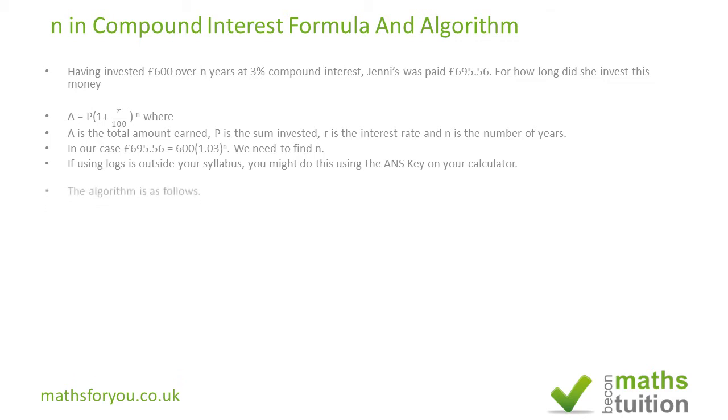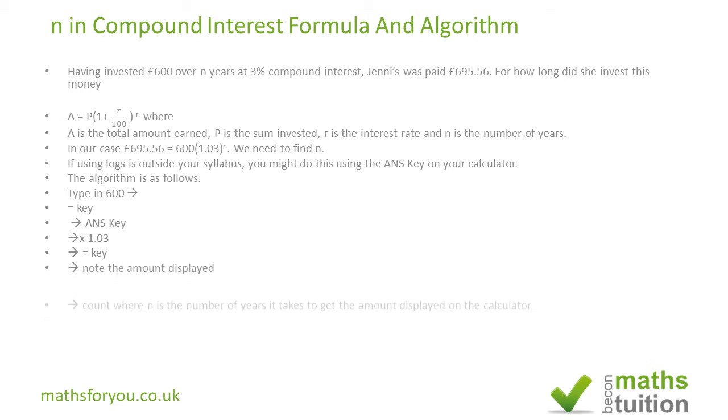Right, now you type in your 600 in your calculator, and then you press the equal key and you press the ANS key. At this stage your 600 is stored in your ANS key, and you're still in your 0th year. You then press times 1.03, you press the equal key. The display will be the amount you've earned at the end of the first year.